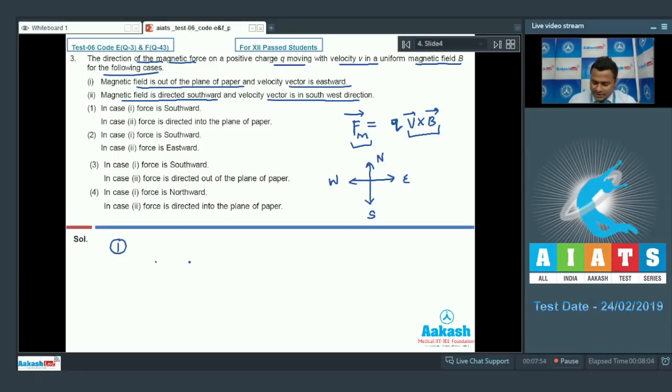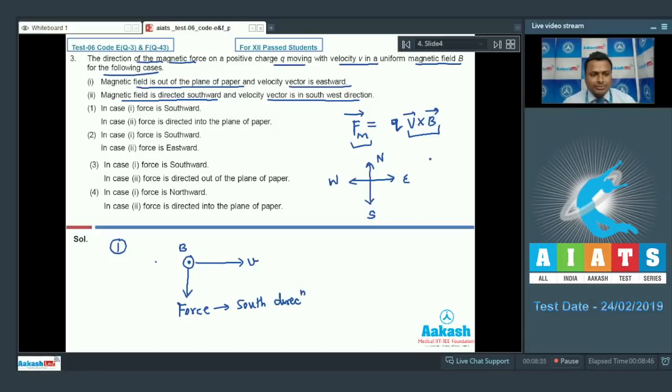In case number 1, the magnetic field is outward from the plane of paper, meaning from your notebook towards you, perpendicularly outward, and the velocity vector is in the east direction. The charge is moving along the east direction. So doing V cross B, we will get the direction of force in the downward direction, that is south. So the force will be in the south direction for case number 1.